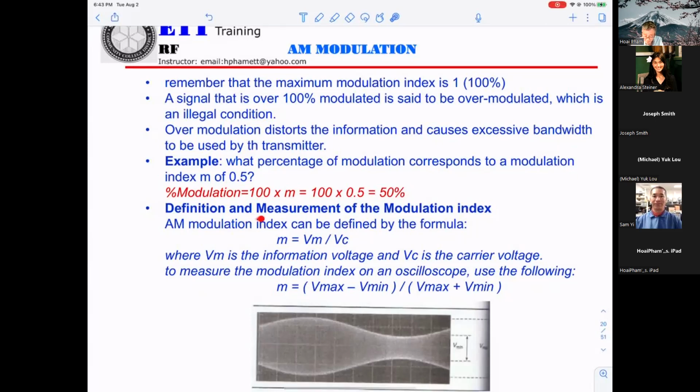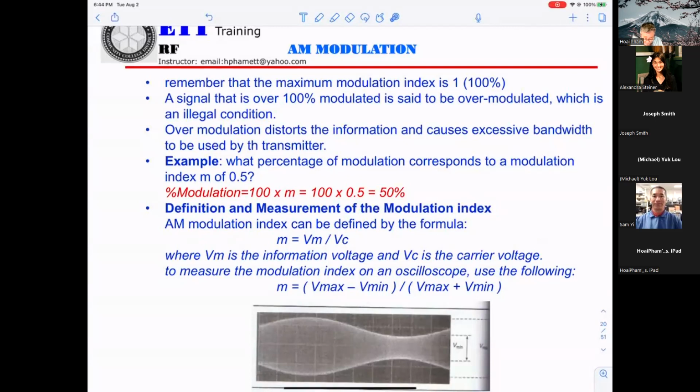Definition and measurement of the modulation index. The AM modulation index can be defined by the formula m equals VM divided by VC, where VM is the information voltage and VC is the carrier voltage.